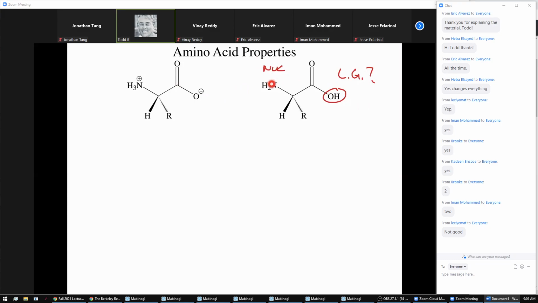And would you agree this is too close? If this was going to come in and attack here, it'd be a three-membered ring, too strained to do it with itself. So you want the two reactive sites close enough together that it can't form a ring. Okay, so feel pretty good about this.